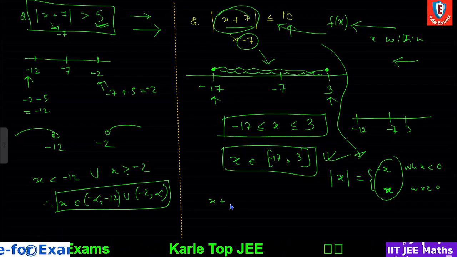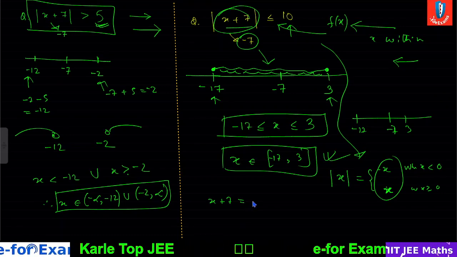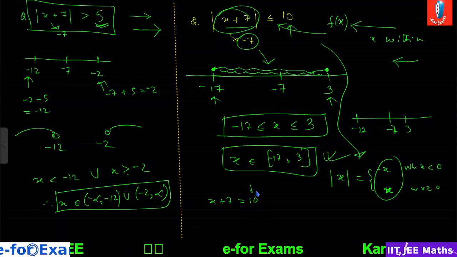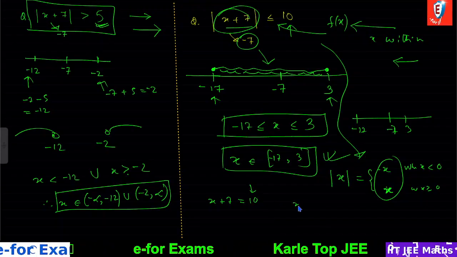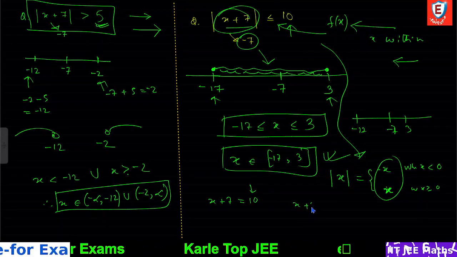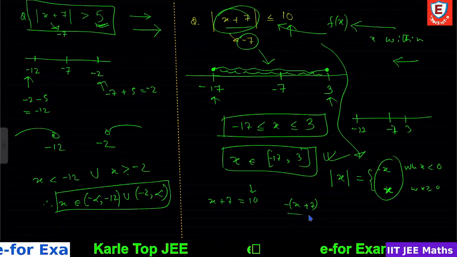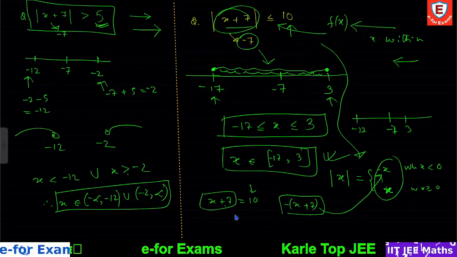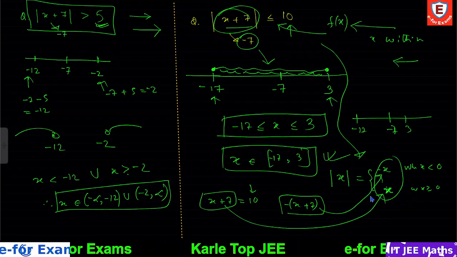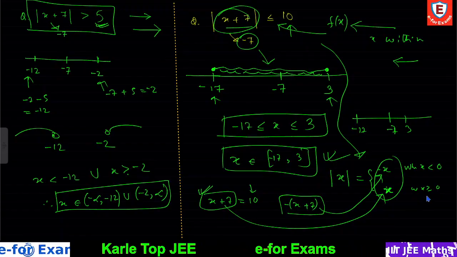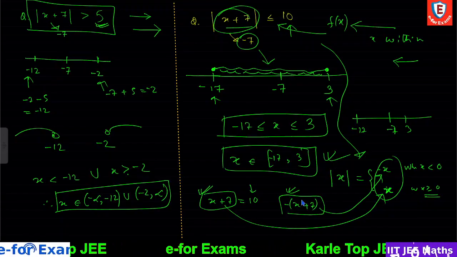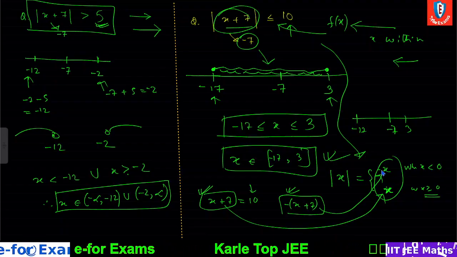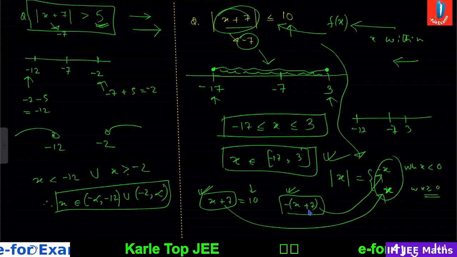x plus 7 equal to 10. This is the final value, right? Final value positive. And again, x plus 7, these two. Out of these two, first one I'm using the positive when x is greater than 0. Second one I'm using when x is less than 0, meaning minus of x, right? So minus of x. x plus 7 is the x here.